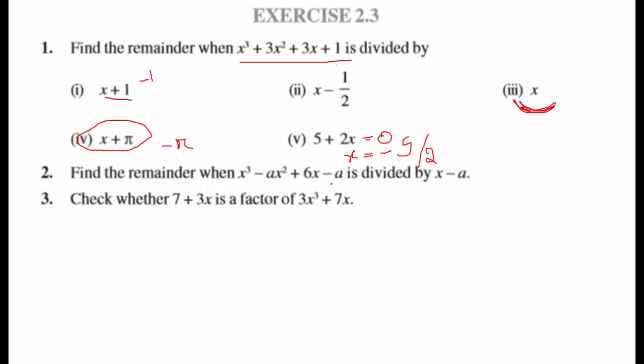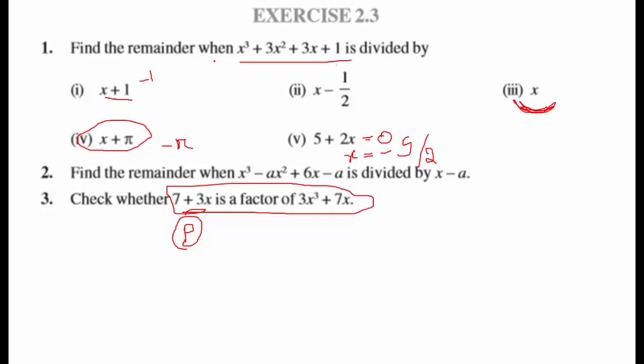Now to find the remainder when this is divided by x minus a, we have to replace this x with a, then the value will be the remainder. Now check whether 7 plus 3x is a factor of this. You know that if my remainder is 0, then this will be a factor, because p(x) is equal to g(x) into q(x) plus r(x). If r(x) is 0, then g(x) and q(x) will be factors of this p(x). Now to check the factor, we will first find the remainder. If the remainder is 0, then we say that this is a factor.